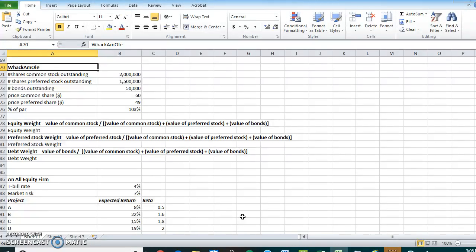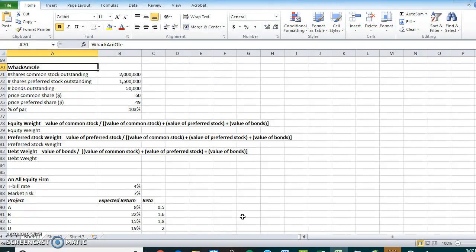We're going to pick up again with Whack-A-Mole. It has 2 million shares of common stock outstanding, 1.5 million shares of preferred stock outstanding, and 50,000 bonds. Assume the common shares are selling for $60 per share, the preferred shares are selling for $49 per share, and the bonds are selling for 103% of par.